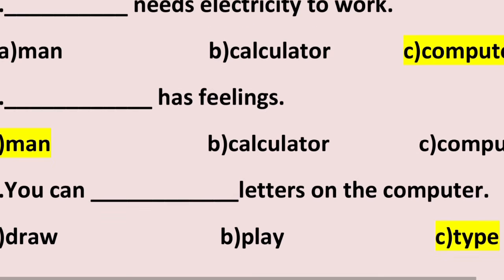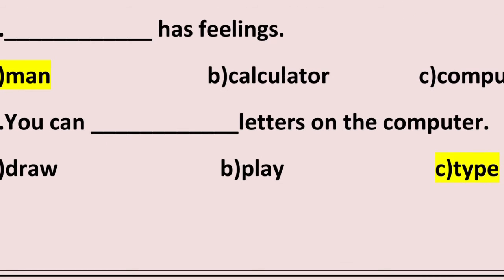Number 4. You can dash letters on the computer. Options are draw, play, type. Dear students, we type letters on the computer. Okay? With the help of keyboard, what do we do? We do typing. So the correct answer is: you can type letters on the computer. Okay, so please write down type.